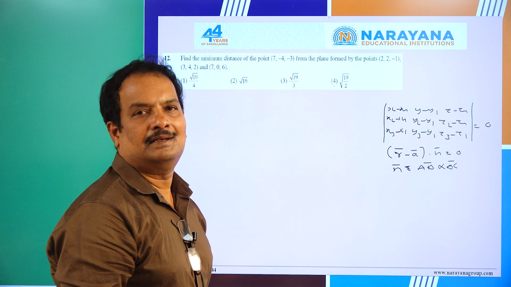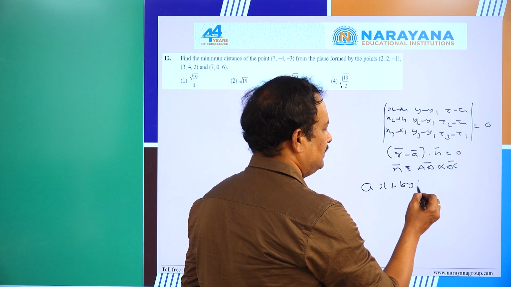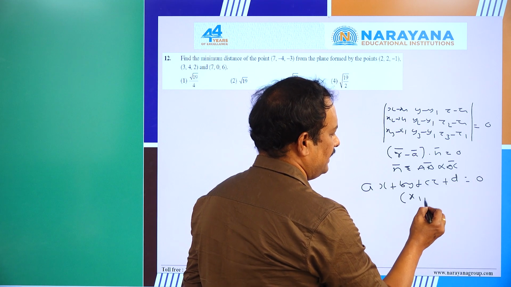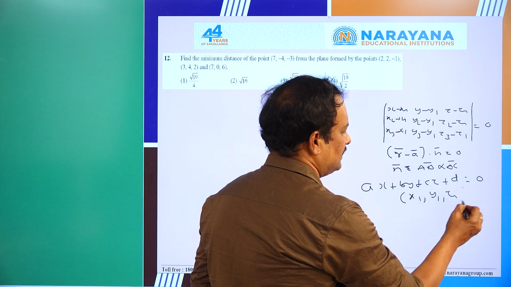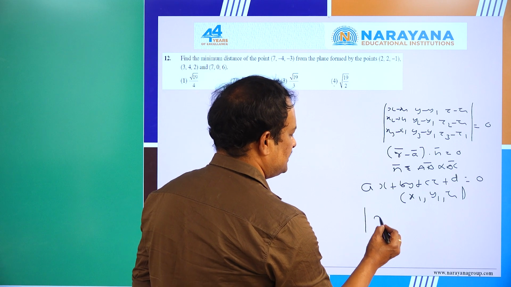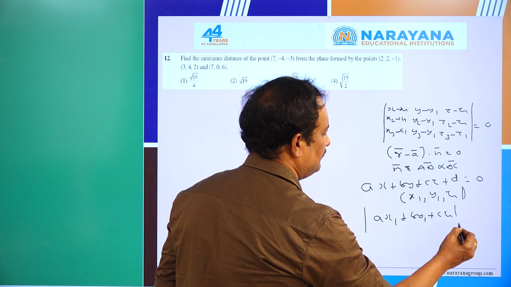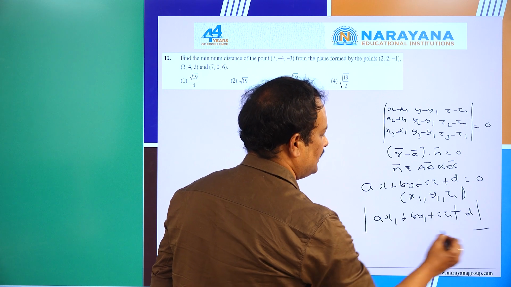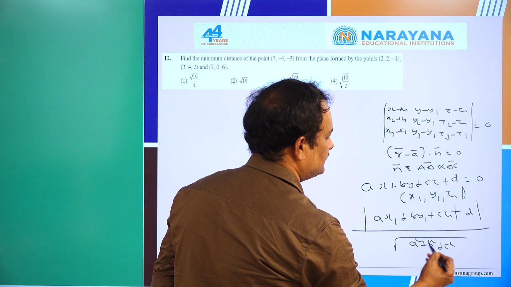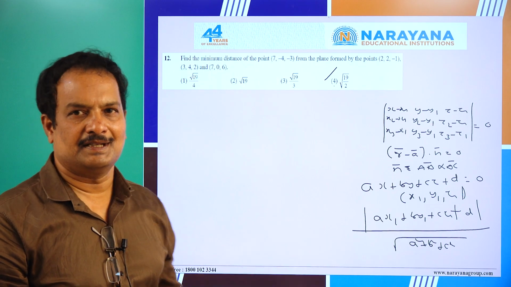Once you get the plane equation, say for example the plane equation is AX plus BY plus CZ plus D equal to 0, and the point is x1, y1, z1. Then what is the distance of this point from the plane? It is the modulus of AX1 plus BY1 plus CZ1 plus D, divided by the root over A square plus B square plus C square. If you apply this straight away, you are now going to get root over 19 by 2. Of course, the direct application of the formula.